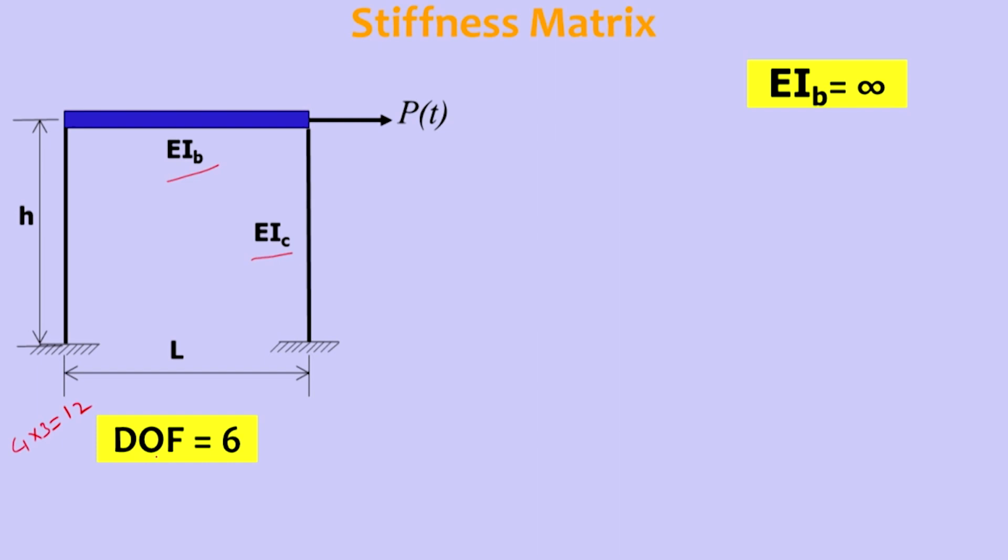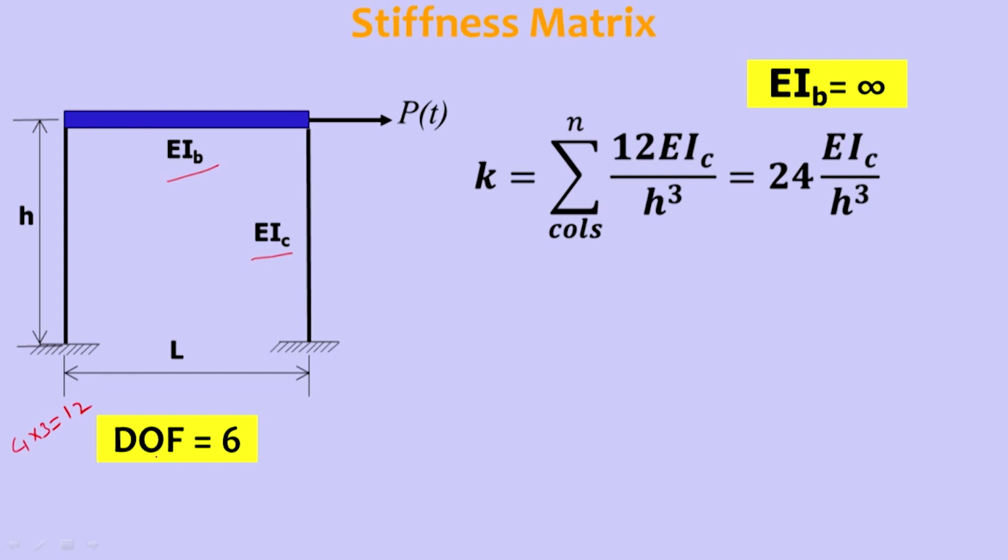So let's look at some special cases in this one. EIB, the flexural rigidity of this beam, if it is infinity, what is going to happen? If the flexural rigidity of this beam is infinity, then the reaction coming from one column, or the force required to produce 1 unit deflection at the tip of the column, is 12 EI by L cube, that is H cube. So 2 columns are there, column 1, column 2. So that will give us 24 EI by H cube.